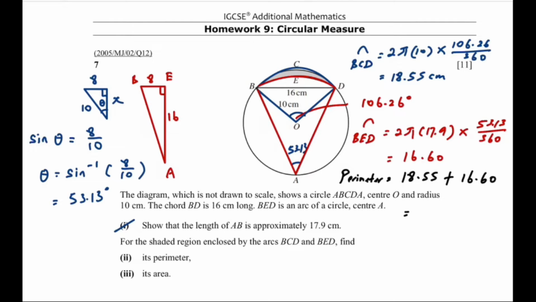What do you get? You should get 35.15 cm. That is the answer for question 2, the perimeter of the shaded region. Okay, you can have a look, have a snapshot and overview. Now the last part is the area. So I'm going to lump some of the things here.